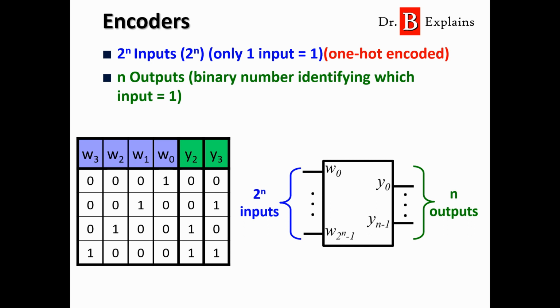So for example, now if we turn on W3, which is input 3, we're going to have a binary number of 1, 1, which is the 3. And so this is how it works. And on the right hand side, we have the block diagram. So left side inputs, right hand side outputs.